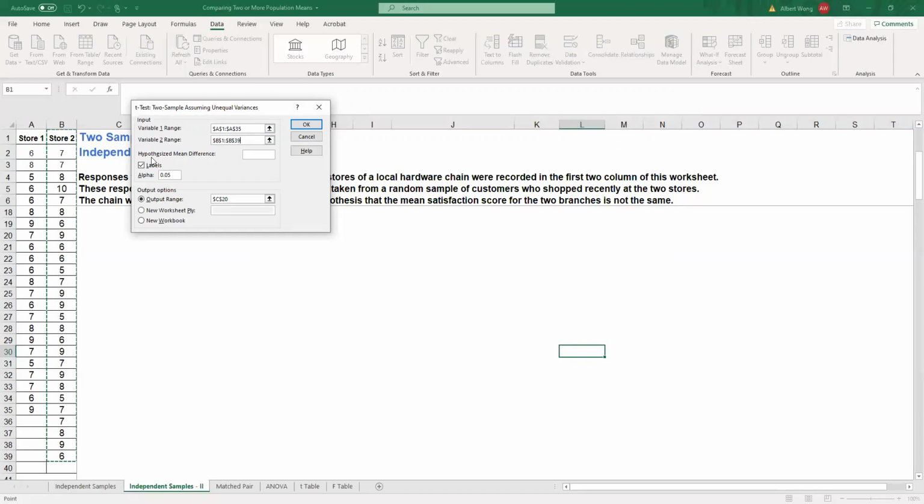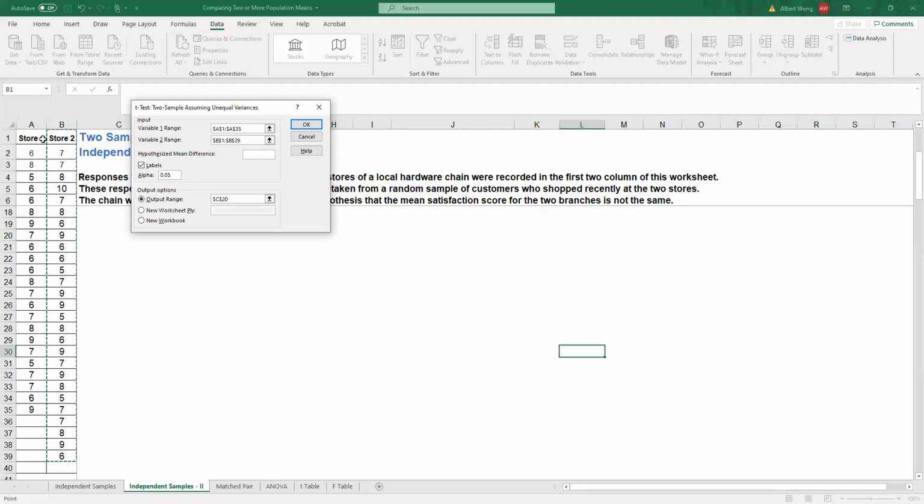Now, there's something called the hypothesized mean difference. That's the D0 in the formula. If you are testing whether the difference of the means equals a certain number, that would be the number you put in. As I said, in almost all cases in practice, this number is 0. If it's 0, we don't have to specify that.